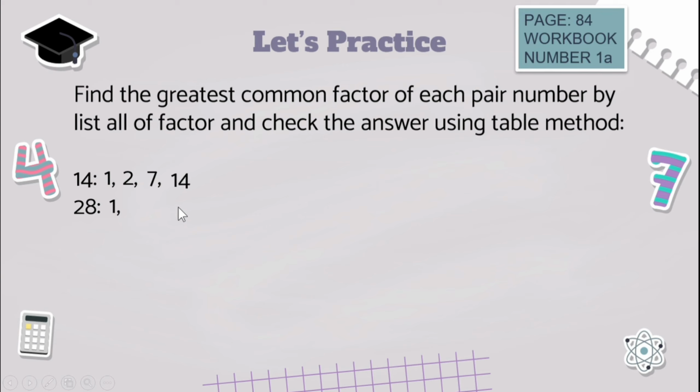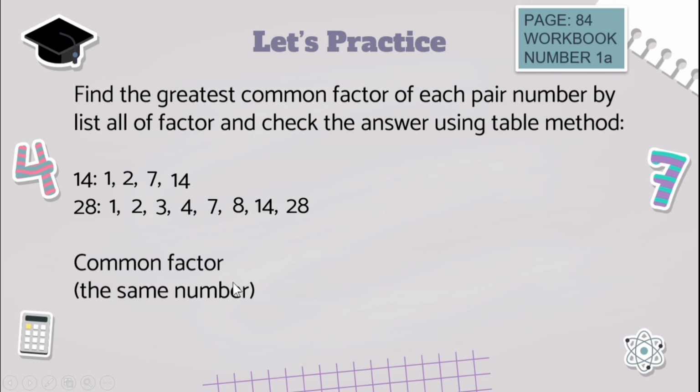1 and 28, 2 and 14, and 3 is not a factor, 4 and 7. And the common factors, or the same numbers among the factors, are 1, 2, 7, and 14. So the GCF, or greatest common factor, is 14.